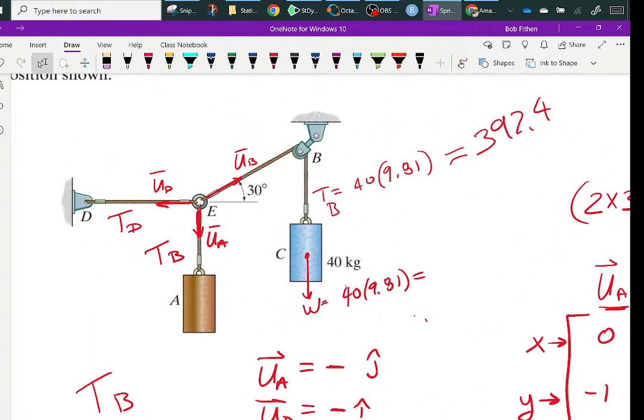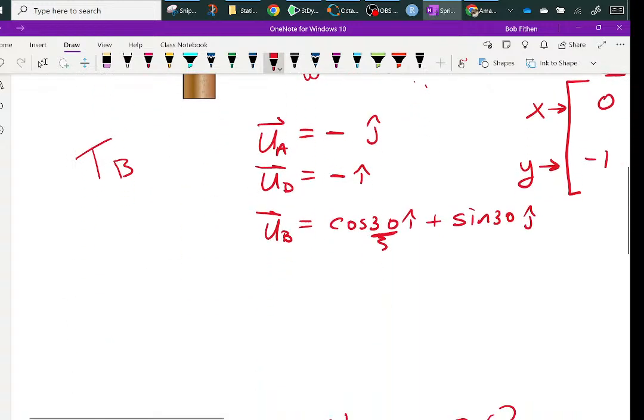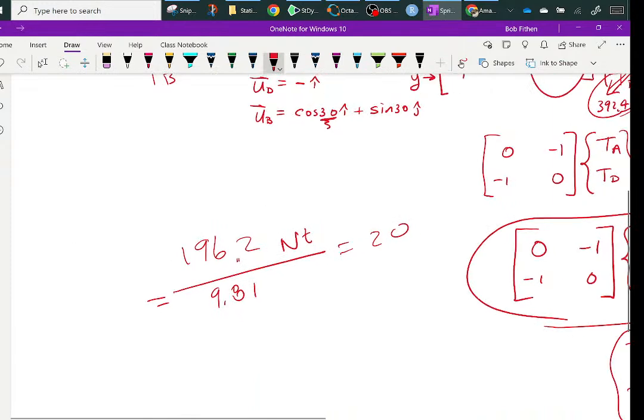Man, I'm really falling asleep. That's not B, that's A. This is T. Maybe I was just writing that. So this is tension A, tension D, tension B. Yeah, okay, you're right.